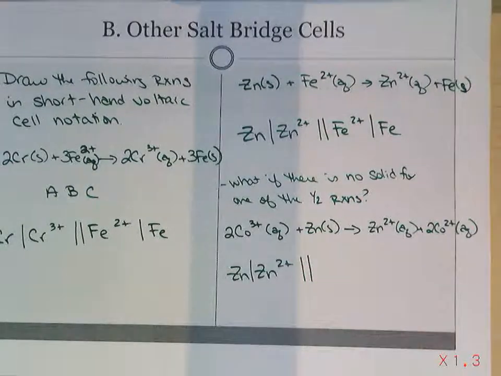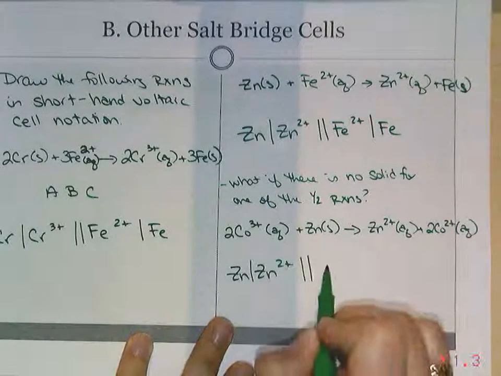All right, what does this single line tell me? Separation of state, right? Looking at those two cobalts, are they different states or the same state? So do I get to put a line in between them? No, there's no line because they're the same, they're both aqueous. We just put a comma.